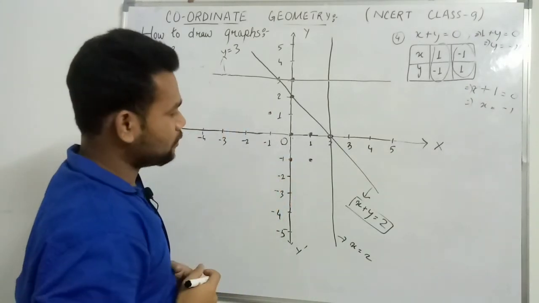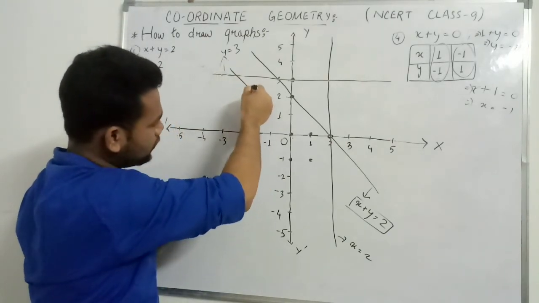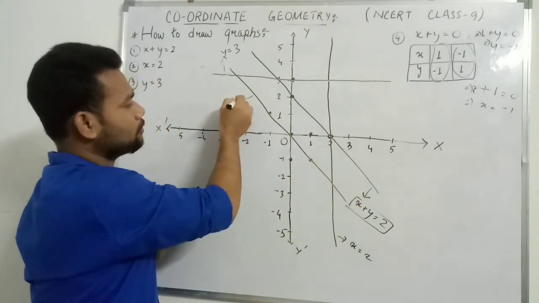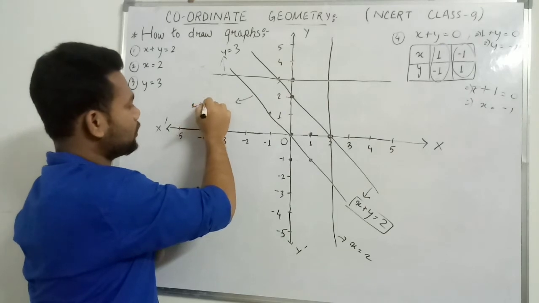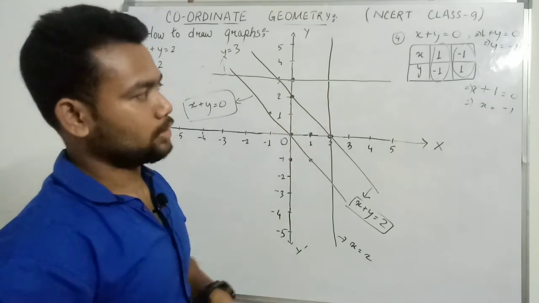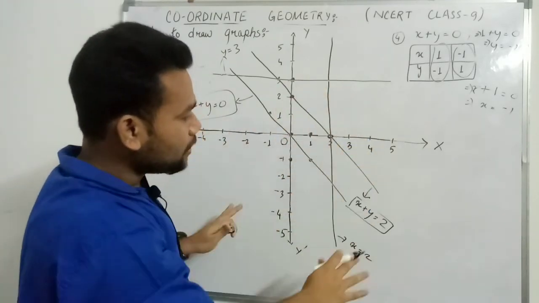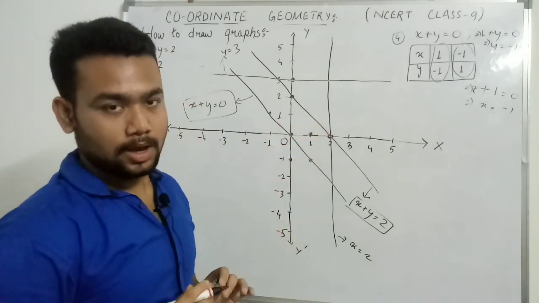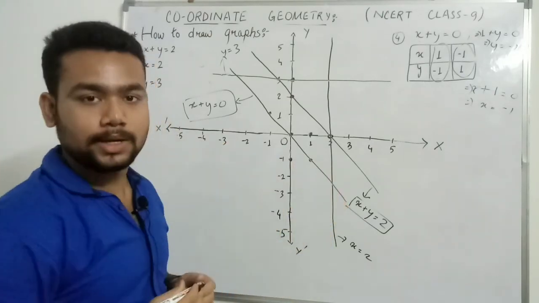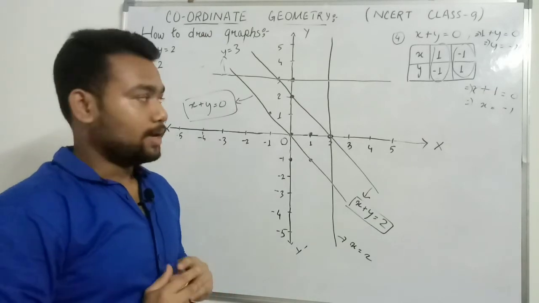Got it? X plus y equal to 0 and now we'll draw a straight line through these two points. So this is your x plus y equal to 0. ये रहा आपका ये equation. मिल गया finally. तो एक ही graph में मैं सब equation draw करके दिखा दिया. आप exam में separate करके भी दे सकते हैं individually, और एक करके combine करके भी दे सकते हैं. Got it?